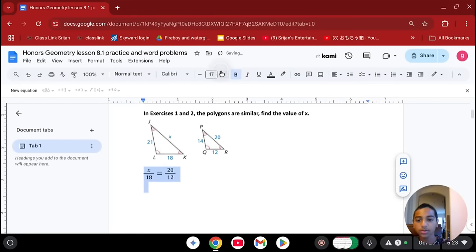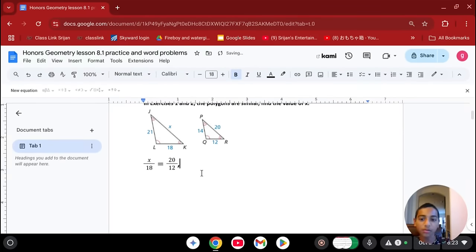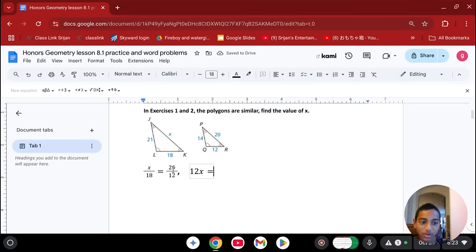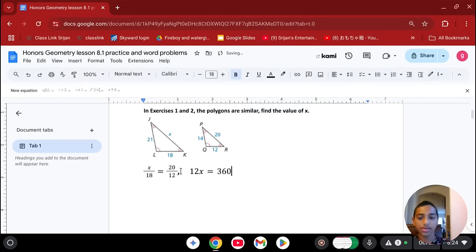Now let me make this bigger. Now that we got our proportion, we can solve for x. What I want to do is cross multiply. So 12 times x will be 12x, and 20 times 18 is 360. Let me just check that, sure. Yeah, sorry, 360. And now we can solve for x by dividing both sides by 12.